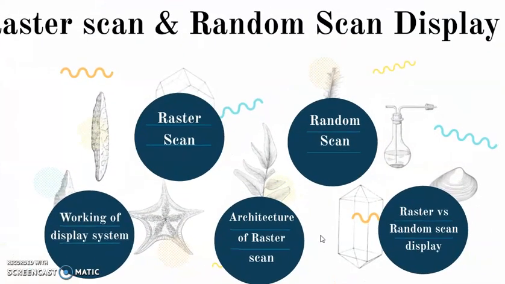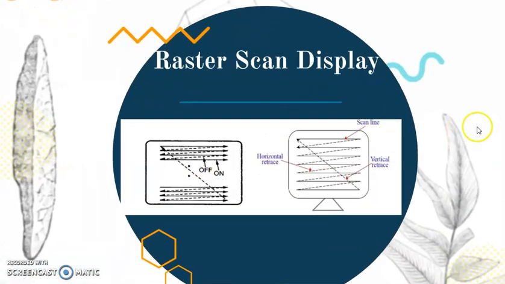Now, if you have understood the working of a display system, we come to the first type of display system, that is raster scan. What is raster scan display? As I said in the first slide, rasterization is when I draw the image pixel-wise. Now please have a look at the right side of the diagram.